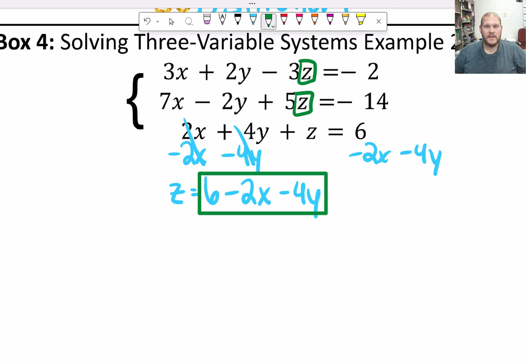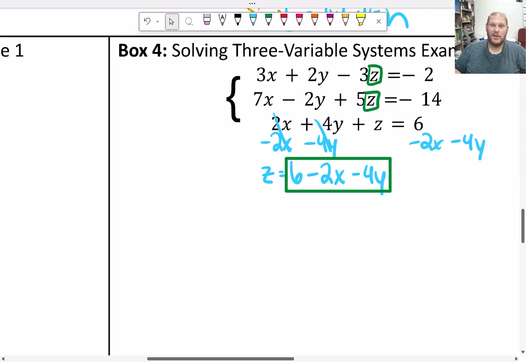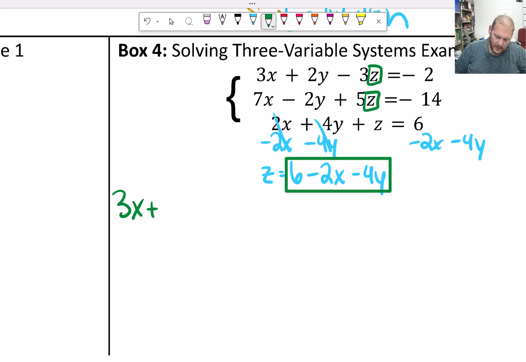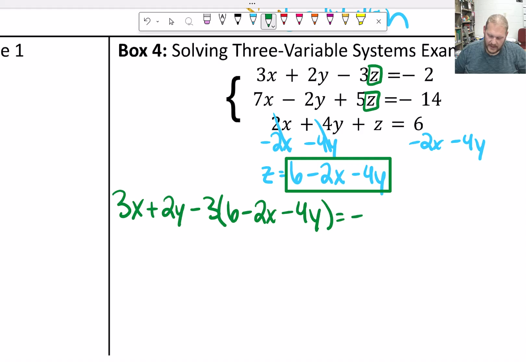So I'm going to do this one step at a time just so we can plug it in and clean up our answer a little bit before I get too much going back and forth between equations. So over here on this left side, I'm going to do that with my original top equation. So that was 3x plus 2y minus 3 times, and now I'm going to put that in for z, right? 6 minus 2x minus 4y equals -2. So I'm going to go ahead and clean up this equation. Right? This is now just a 2 variable equation. It's just x and y's. So I can go ahead and rearrange and do my thing to clean this up.